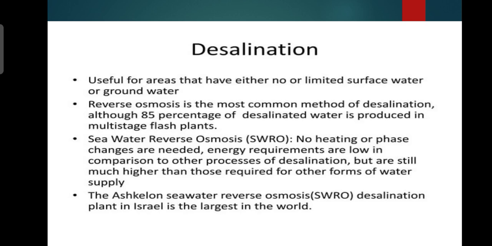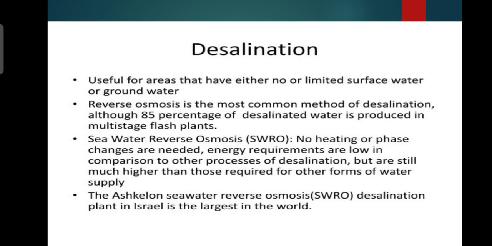Desalination is useful for areas that have either no or limited surface water or groundwater. Reverse osmosis is the most common method of desalination, although 85% of desalinated water is produced in multi-stage flash plants. In seawater reverse osmosis, no heating or phase change is needed. Energy requirements are low in comparison to other processes of desalination, but are still much higher than those required for other forms of water supply.